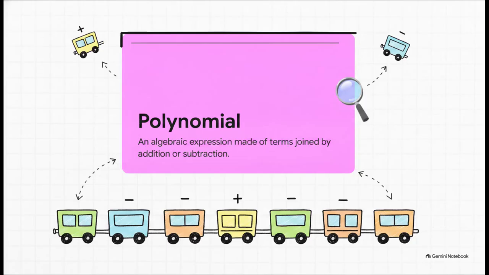So let's bring all those definitions together to form our main topic for the day, the polynomial. A polynomial is simply an algebraic expression made up of the terms we just learned, joined together by addition or subtraction signs. It's a chain of terms. If a term is a single train car, the polynomial is the entire train hooked together. And just like a real train, where you can add cars to make it longer or decouple cars to make it shorter, you can add or subtract terms to completely change the length of your polynomial.